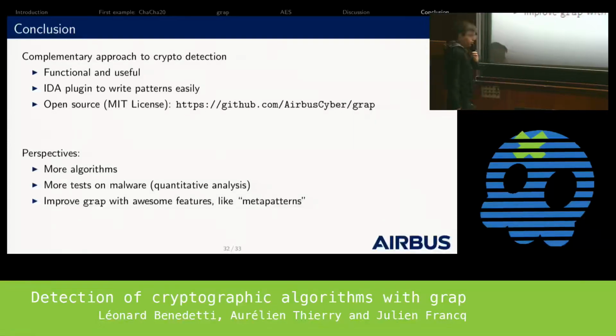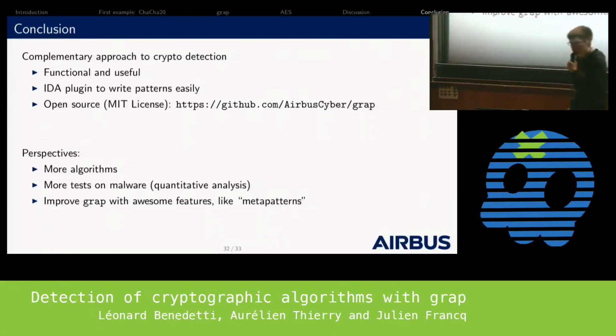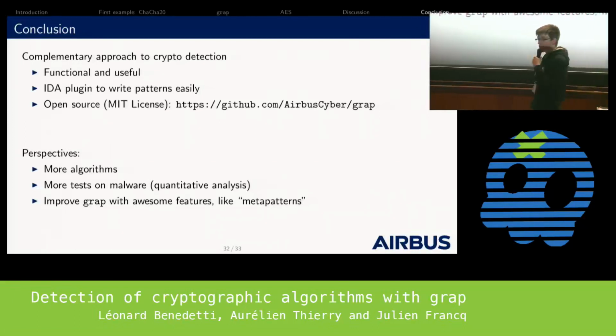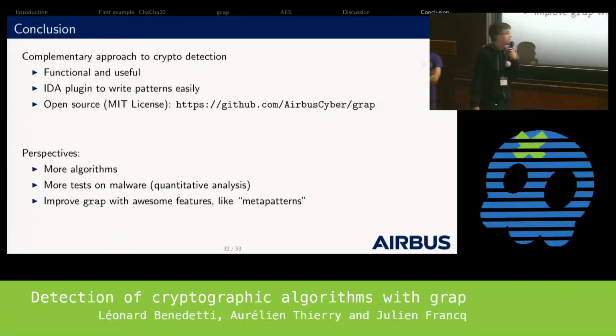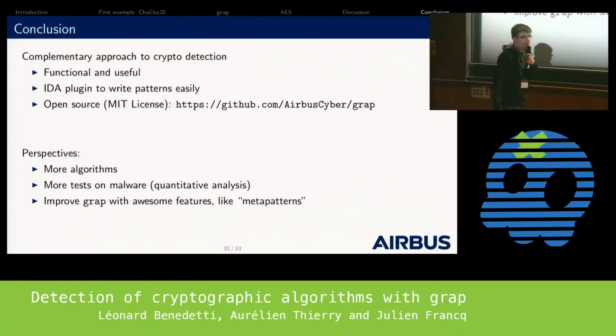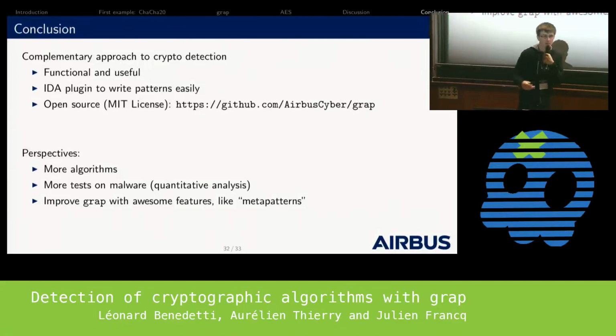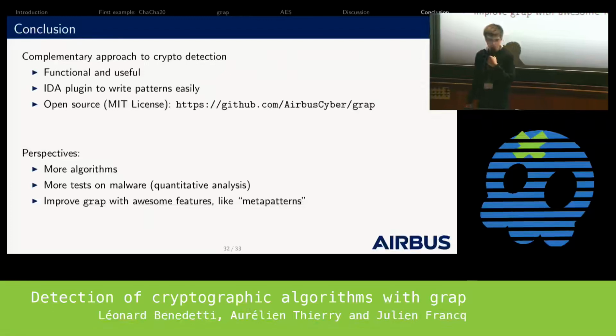In the future, we want to add more generic patterns for algorithms, for example, with asymmetric ciphers, maybe some hash functions. We also want to push our study further on the quantitative side, to perform some serious quantitative analysis, to have a correlation matrix and a detail about the false and true positives and negatives. And we also want to add some interesting features, like, for instance, the meta patterns, where instead of matching for specific instructions, we match for subgraphs with some logic behind it to make the patterns smarter.